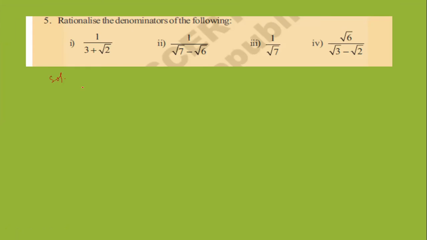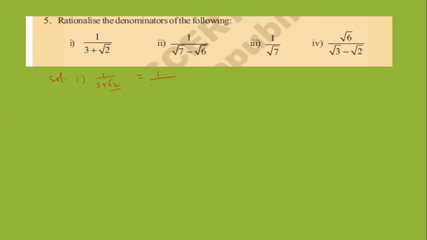Now, you look there. Rationalize the denominators of the following. Already we did a video in the previous session on how to rationalize the denominator. You write it: 1 by 3 plus root 2. Here in the denominator root 2 is there. That means it is irrational. You may convert this irrational into a rational by rationalizing. How do you do it?